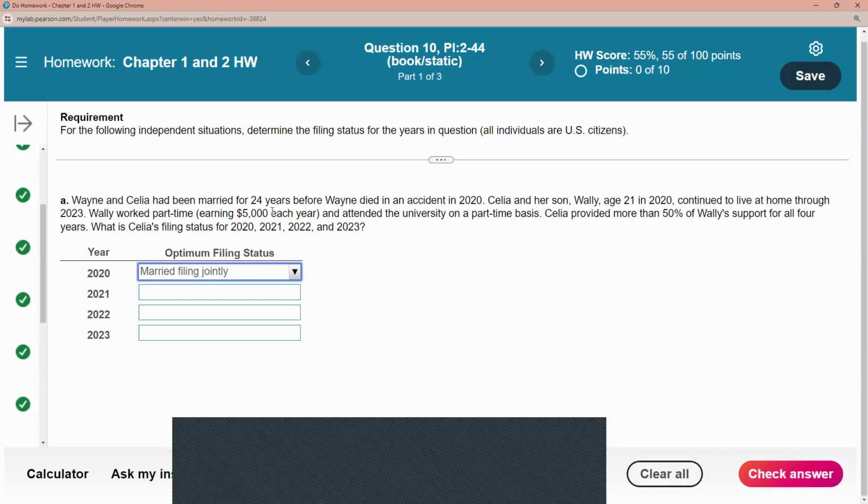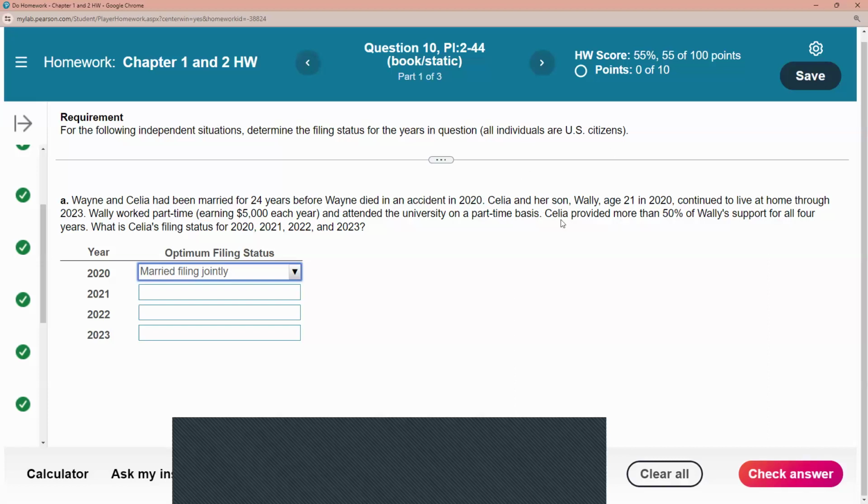So in this case, they have a child, and his name is Wally. Wally's age 21. And we look at the qualifying child and the qualifying relative rule. So we see here for the qualifying child, we know that Wally is not going to qualify. Why? He's above the age of 19 and he's under the age of 24. However, he's not in school full time.